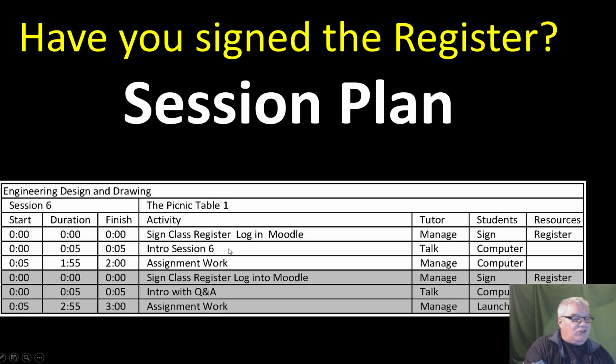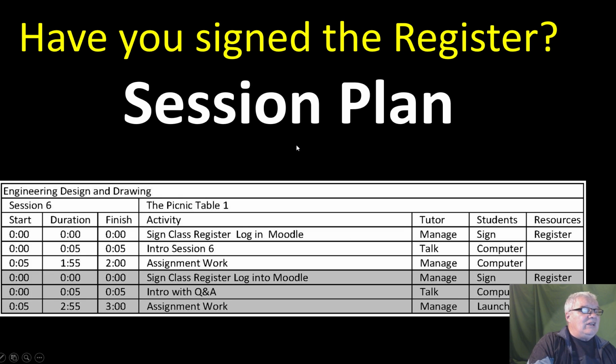Then we'll have an introduction to Session 6, and then you can continue with assignment work, be it the 2D CAD, we've still got a little bit of time left in that, or the picnic table itself. So this is for the first 2-hour session in the week. Then that will be followed by a, I've got my timing a bit wrong there, we might have to adjust that for next week. And then that will be followed by the second, the 3-hour session later in the week, where we'll have an intro Q&A if possible, and then again working on more assignment work.